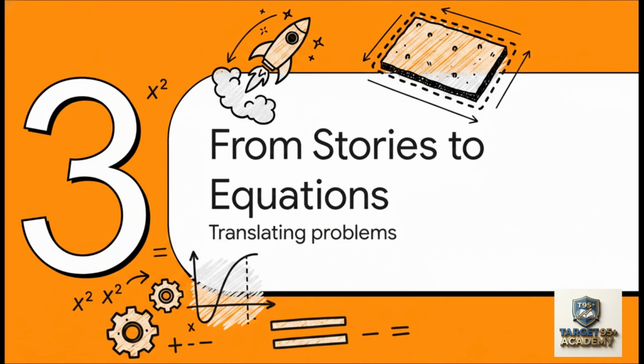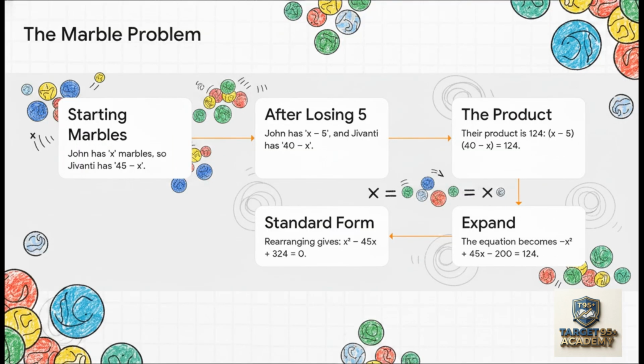We're going to take two more little stories and translate them into that clean, precise language of quadratic equations. Let's use that same step-by-step thinking for this marble problem. The logic is exactly the same. First, let's just say John has x marbles. Since they have 45 in total, Javanti must have 45 minus x. Then, the story tells us they each lose 5 marbles. And for our final clue, the product of their new number of marbles is 124.